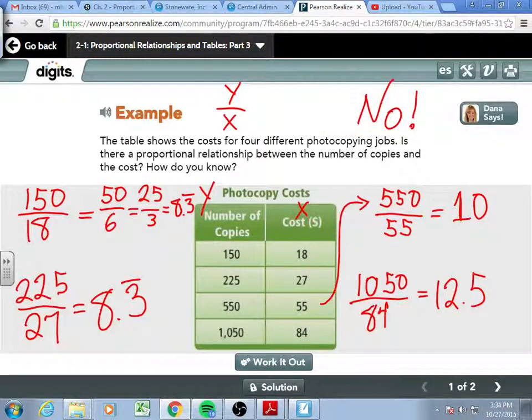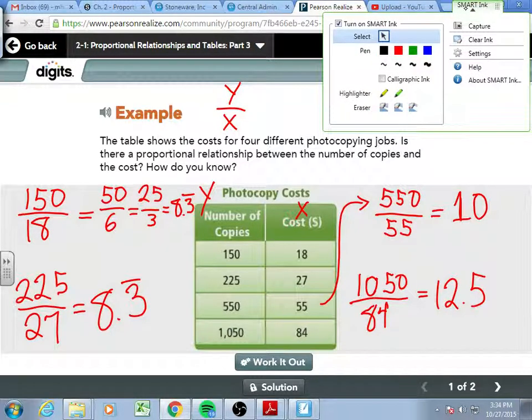Now, that might happen because when you go to places like FedEx or Kinko's, where you're paying per item, a lot of times you will get a discount as you buy more.